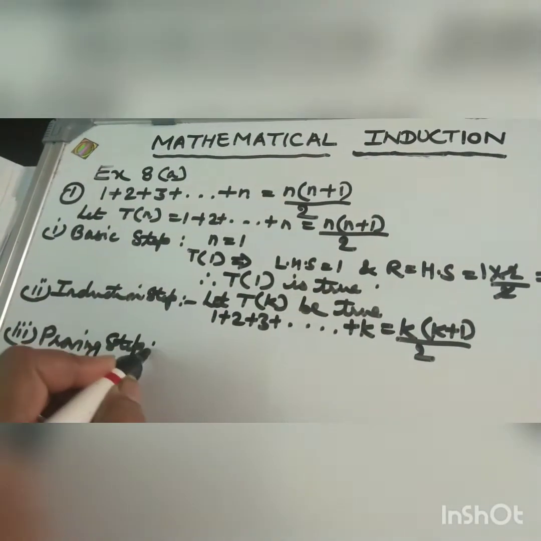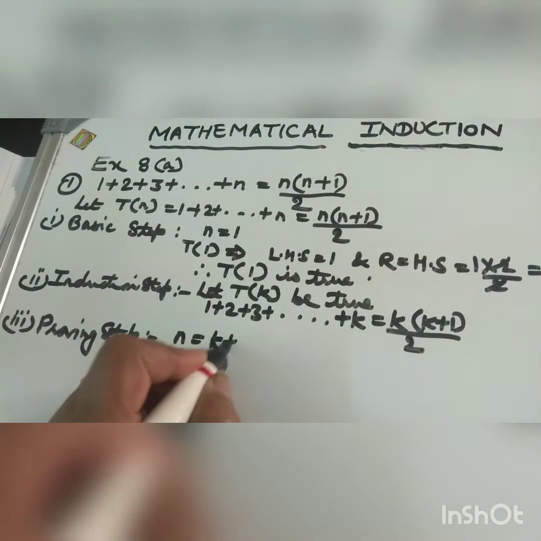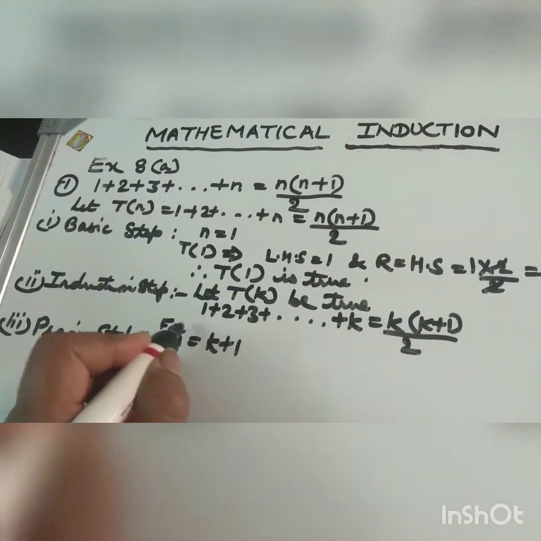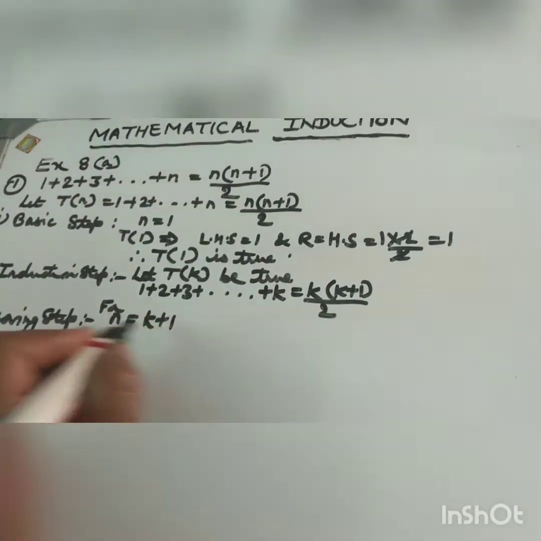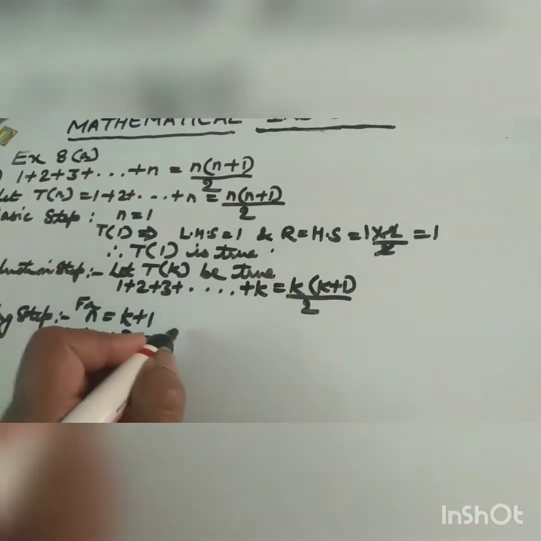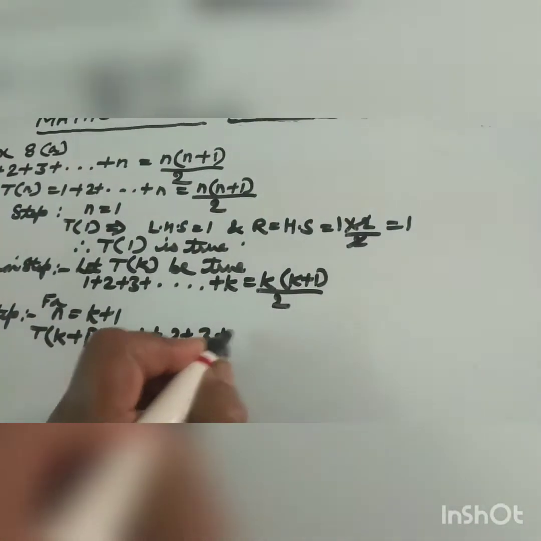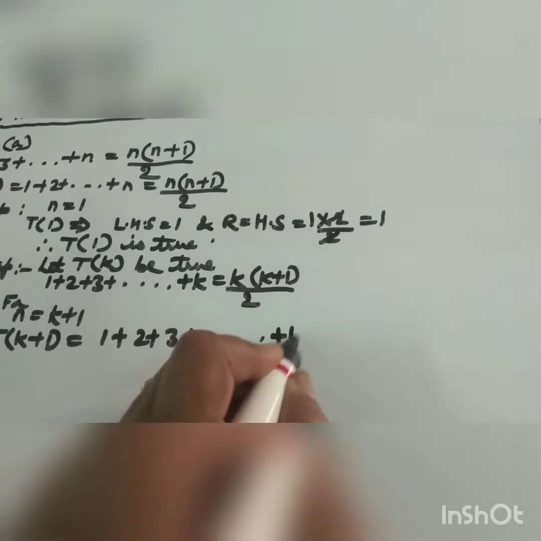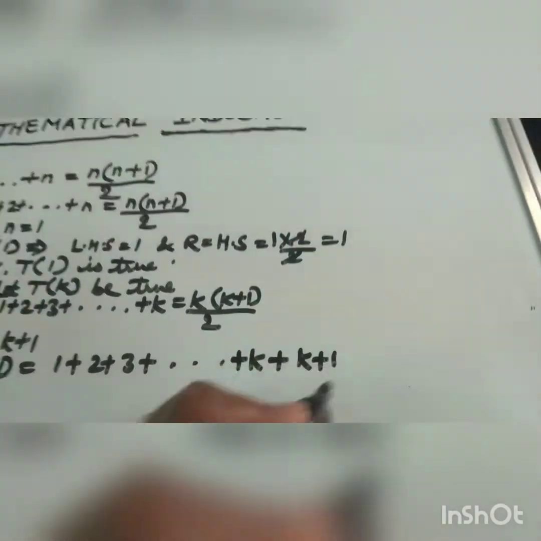Now, proving step means we will take n equals to k plus 1. So, for n equals to k plus 1, what happens? We will write T of k plus 1. Now, T of k plus 1 means 1 plus 2 plus 3 up to k, and next term will be k plus 1. Just note the step.